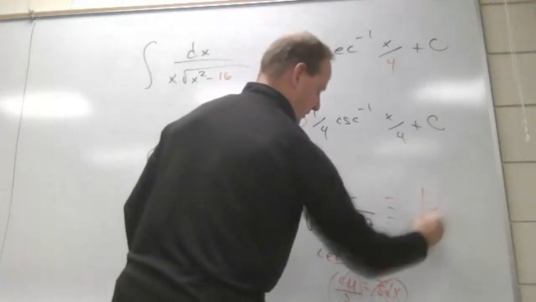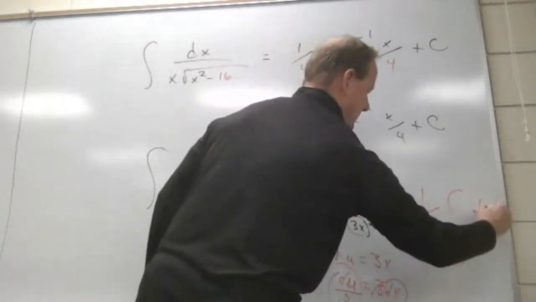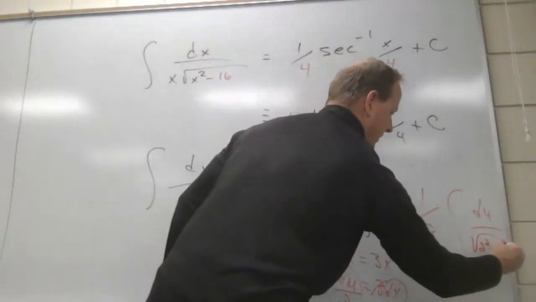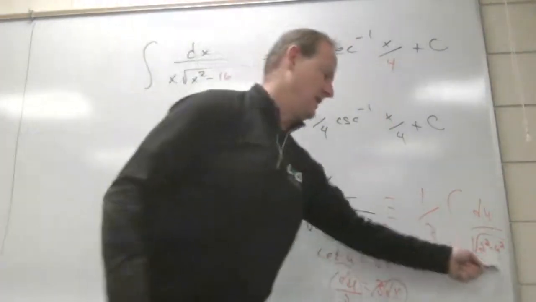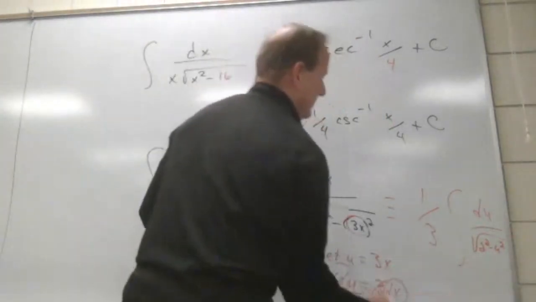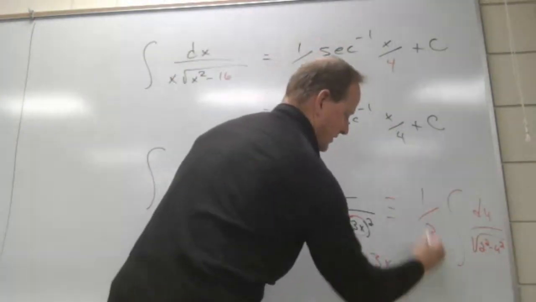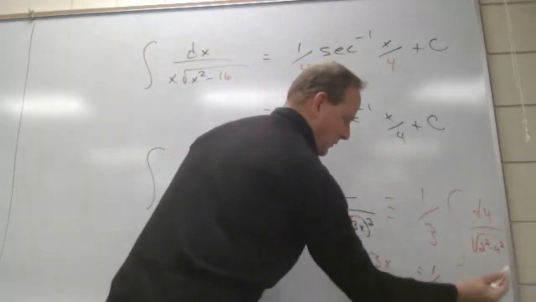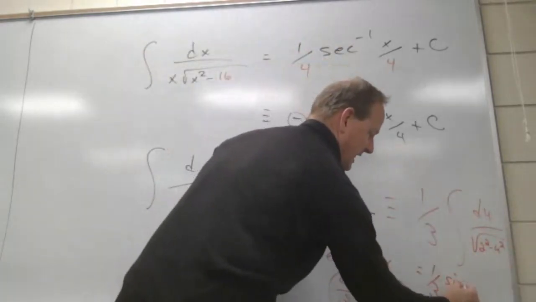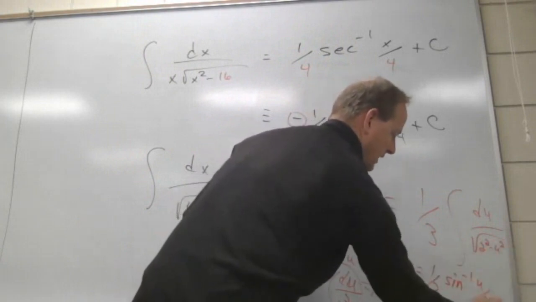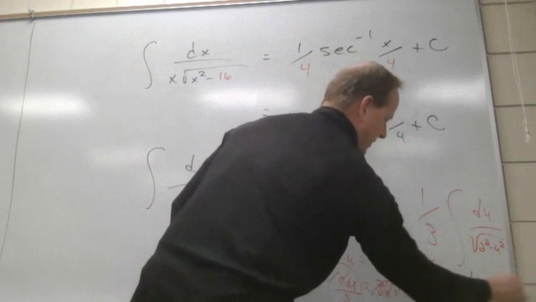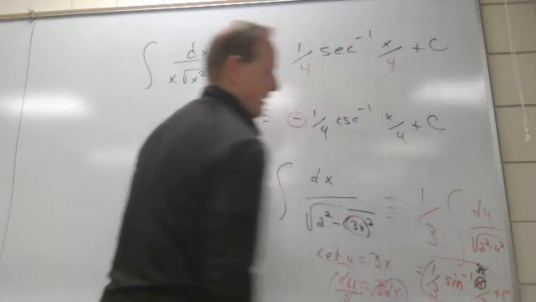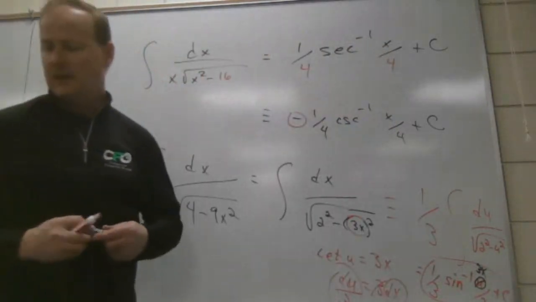So 1/3 can come out front, integral of du over the square root of 2 squared minus u squared. Now remember, this one is arc sine. So the 1/3 is still there, but the arc sine doesn't have the 1 over a, in this case 1 over 2. So it's arc sine of u over 2 plus c. And then of course, we back substitute: instead of u, we rewrite that as 3x. So it'd be 1/3 arc sine of 3x over 2 plus c.